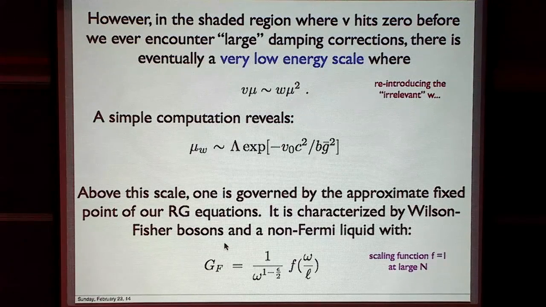Now, above that scale, one is governed by the approximate fixed point of our RG equations with V basically 0. Okay? It's characterized by Wilson-Fisher bosons and by a non-Fermi liquid with a computable order epsilon, in almost dimension, and some scaling function. And that scaling function is actually 1 at large n. This should be familiar to some of you like Sean. This is a sort of locally critical form for the fermion. But I don't know what the scaling function is at n equals 1 except by doing an order-by-order messy calculation.